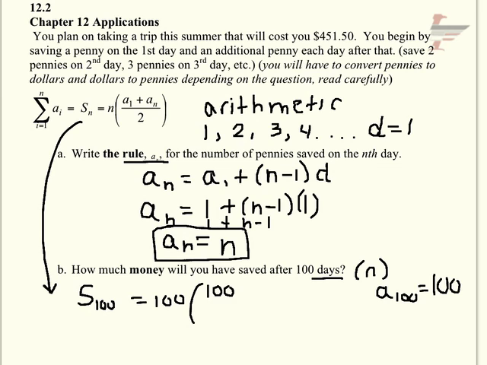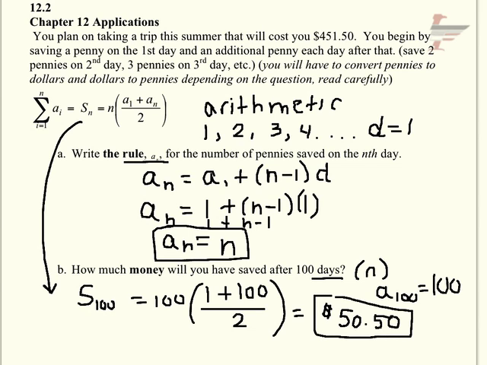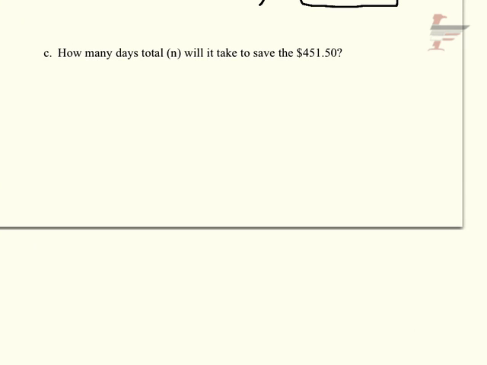A sub 1 is how much I had saved on the first day, which was 1 penny. And then a sub n is how much I saved on the 100th day, and that would be the 100 pennies. And then divided by 2. And then it's just a matter of dumping that in your calculator, and you get 5,050 pennies, and then you, of course, divide that by 100 to get that into dollars, which is $50.50, just to make better sense of it.